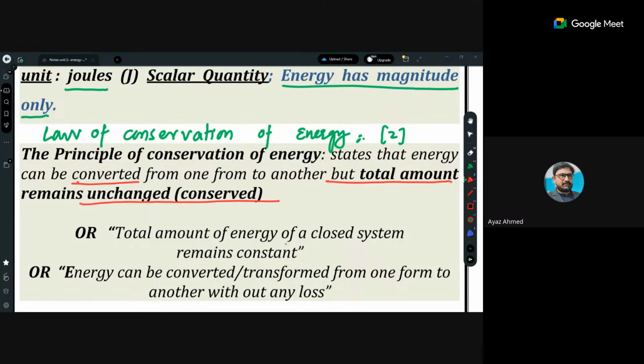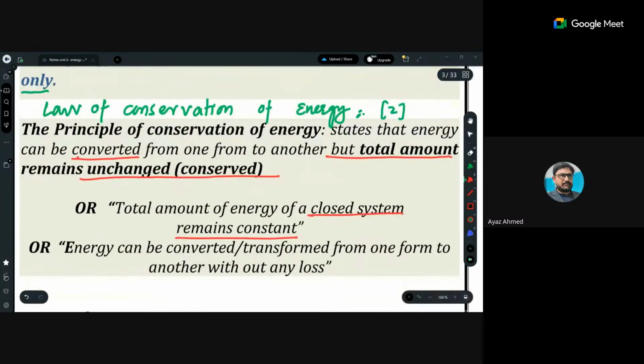Secondly, the total amount of energy of a closed system remains constant. Third, the energy can be converted or transferred from one form to another form without any loss. So these are three statements. You can choose any one of them at your convenience. All are correct. They will award you the marks. So is it clear that when it is asked to you to state the law of conservation of energy, will you be able to handle this one?